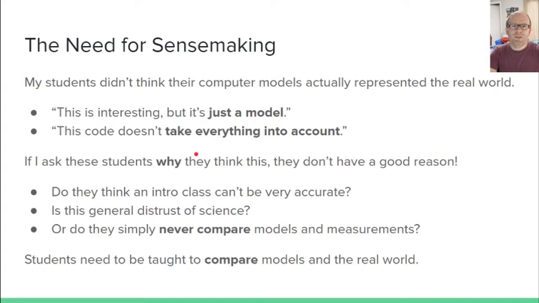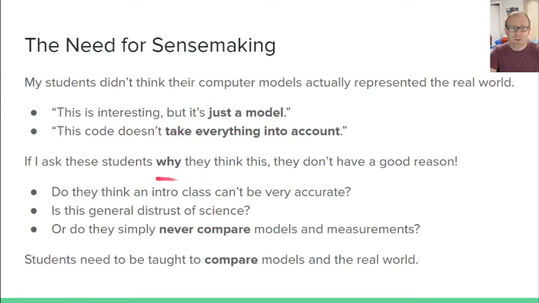This change to my class was motivated by me noticing my students didn't think that their computer models actually described anything in the real world. They would say things like, "This is interesting, but it's just a model. This code doesn't take everything into account." Now, if I asked the students a follow-up question, like why do they think this, they really didn't have a good reason. They just had this lingering sense that their computational models were never good enough.